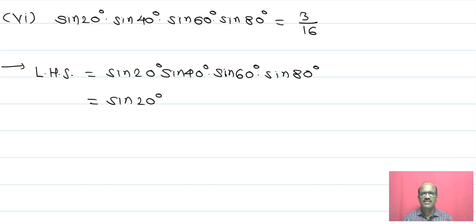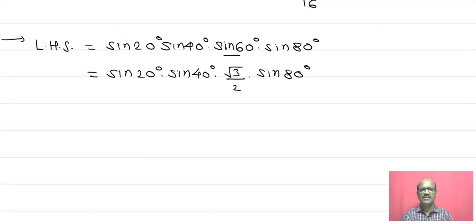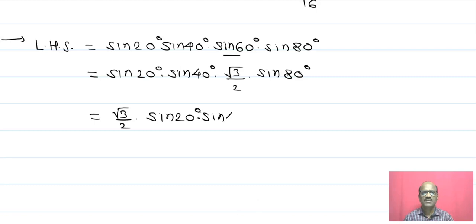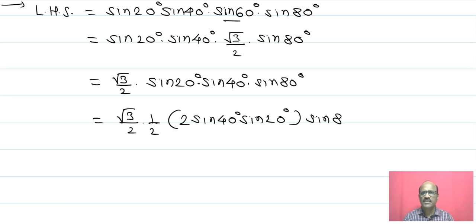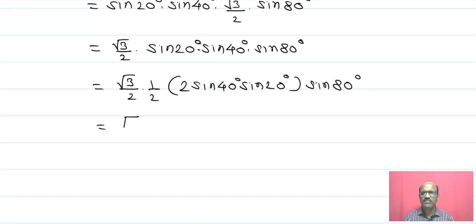Now see this here. That is sine 20, sine 40. The value of sine 60 is root 3 upon 2, sine of 80. Now the next is, that is root 3 by 2 into sine 20 into sine of 40 into sine of 80. Now again we are adjusting the 2, that is root 3 upon 2 into 1 upon 2, 2 sine 40 into sine 20 and then into the sine of 80.